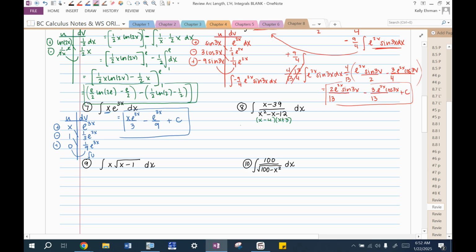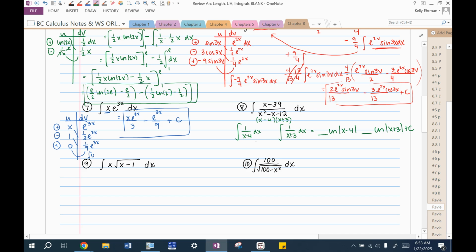So remember, this allows us to get this into something times 1 over x minus 4 dx plus or minus something times 1 over x plus 3 dx. And once we get those coefficients, these are really easy to integrate. It's going to be something natural log of x minus 4 plus or minus something natural log x plus 3. So plus c. So the only thing I'm missing are these constants out in front.